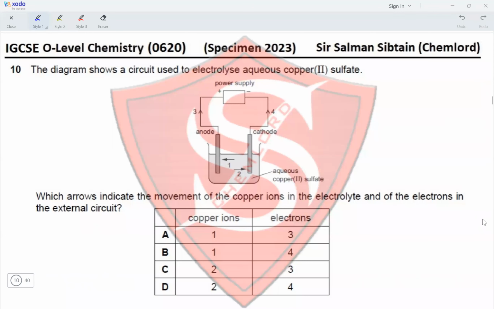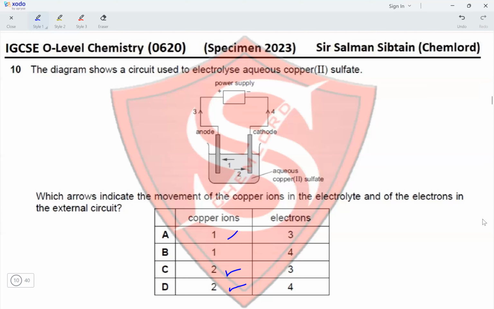Question 10. The diagram shows a circuit used to electrolyze aqueous copper sulfate. Which arrow indicates the movement of copper ions in the electrolyte and of the electrons in the external circuit? So, movement of copper ions would be from the anode towards the cathode, because copper ions would be produced from the anode when the anode undergoes oxidation, and the copper ions would head towards the cathode where they would undergo reduction and get deposited. So arrow 2 represents the direction of flow of copper ions.